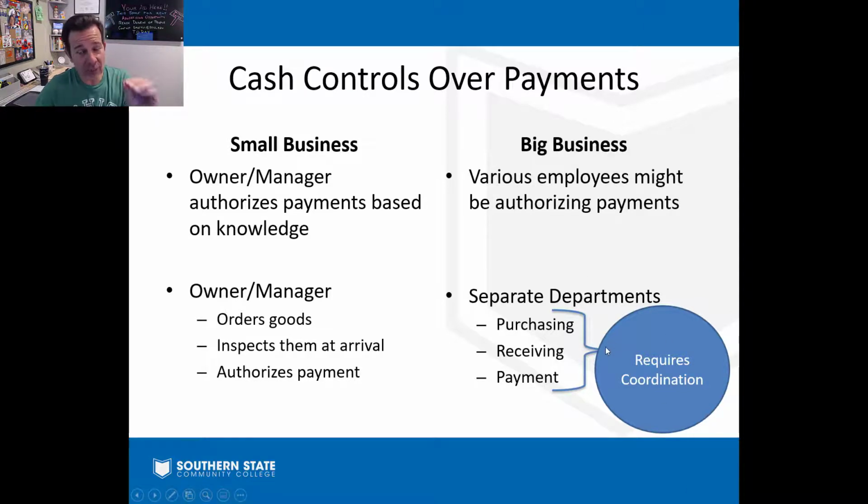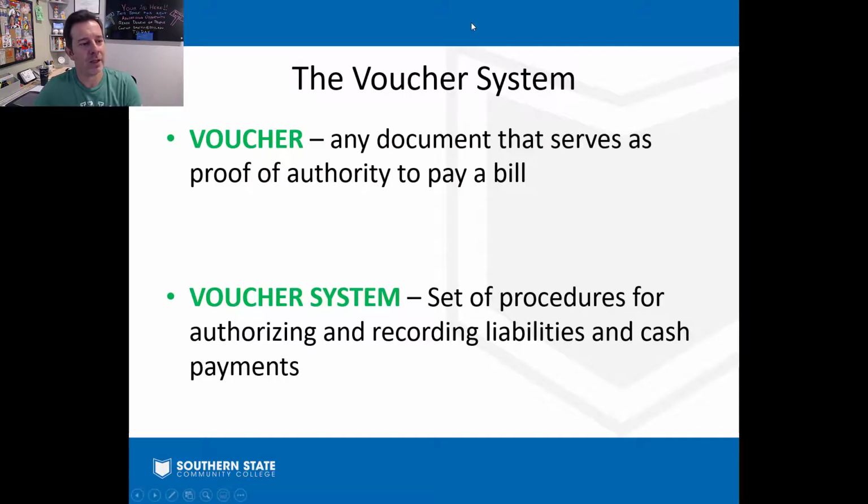But again, the big point here, from an internal control standpoint, is we always want to have a separation of duties. That way, one person doesn't have so much control that they can maybe steal money and then cover it up. So to help us do that, we have a thing in larger businesses called the voucher system. And a voucher is simply any kind of document that can serve as proof of authority to pay a bill or to pay an invoice.